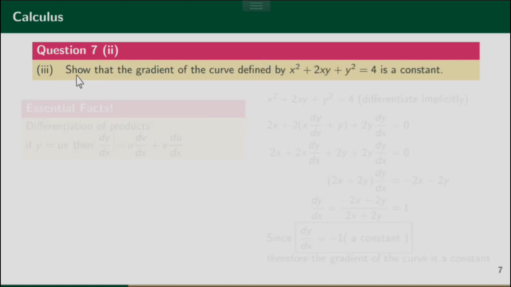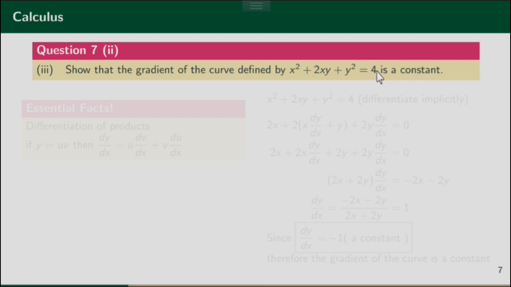Now, the third part of the problem is to show that the gradient of the curve defined by x squared plus 2xy plus y squared equals 4 is a constant. Now, how do we solve this? To solve this question, we need to see that this equation is defined implicitly. That means we cannot express y in terms of f of x.